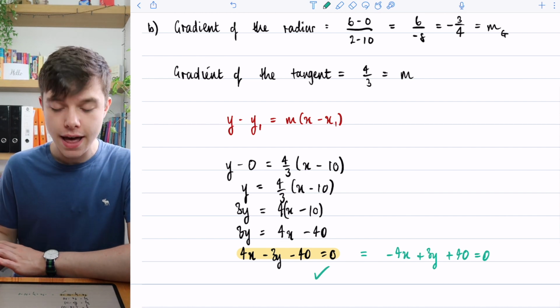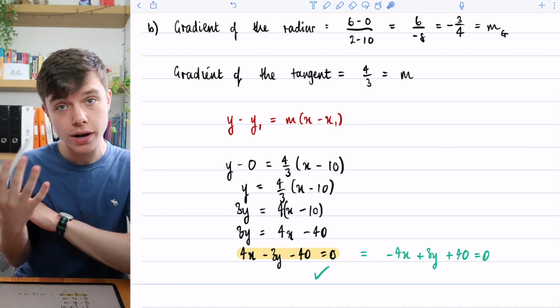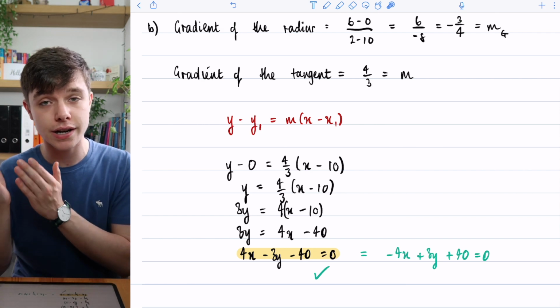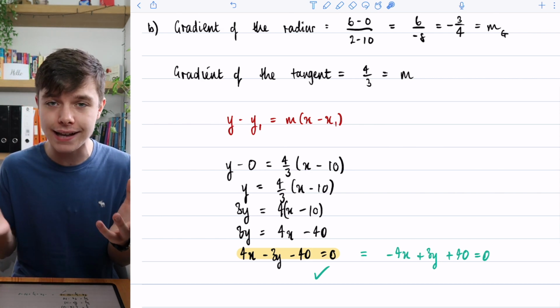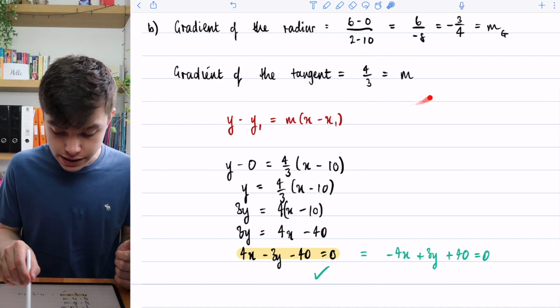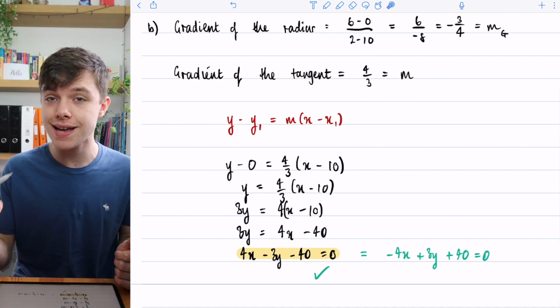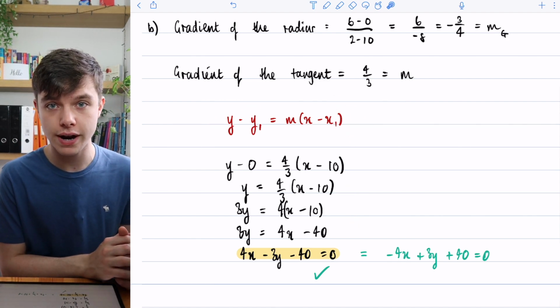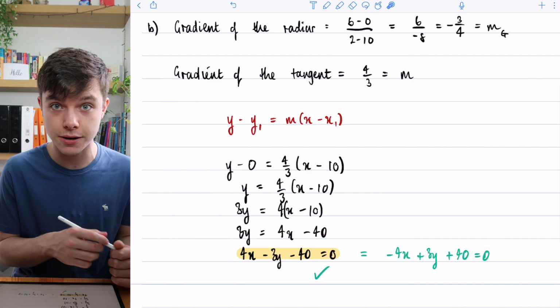Okay, so hopefully that makes some sense. All we have to do is work out the gradient of the radius, take the negative reciprocal to work out the gradient of the tangent, and that's always the case. Any question like that, see if you can do that. Then we know the gradient of the tangent, we know a point that the tangent passes through, and we substitute into this form of a straight line. We covered this in another lesson.